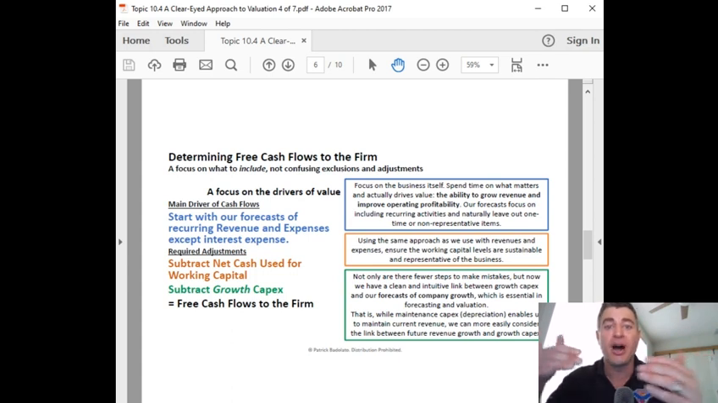Those are just three common operating assets and liabilities, but all of them are going to hit a steady state or sustainable level. That matters for this reason.